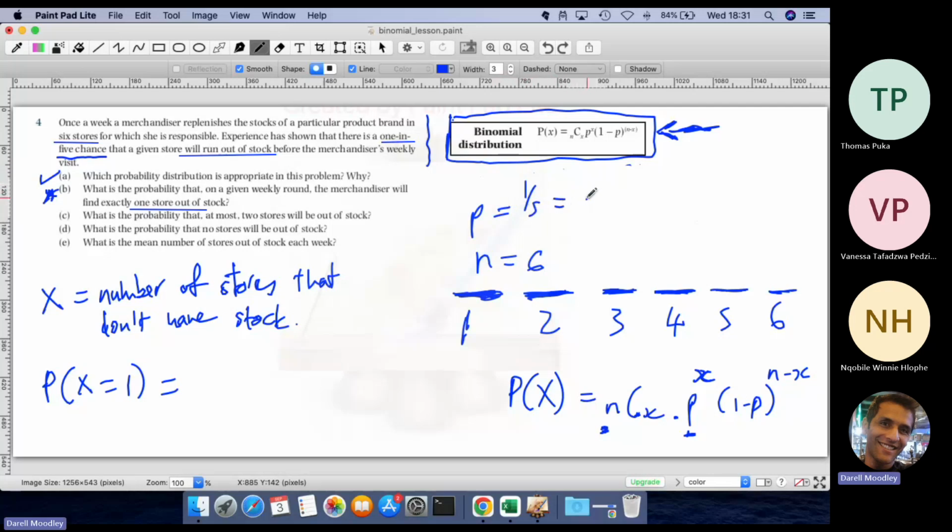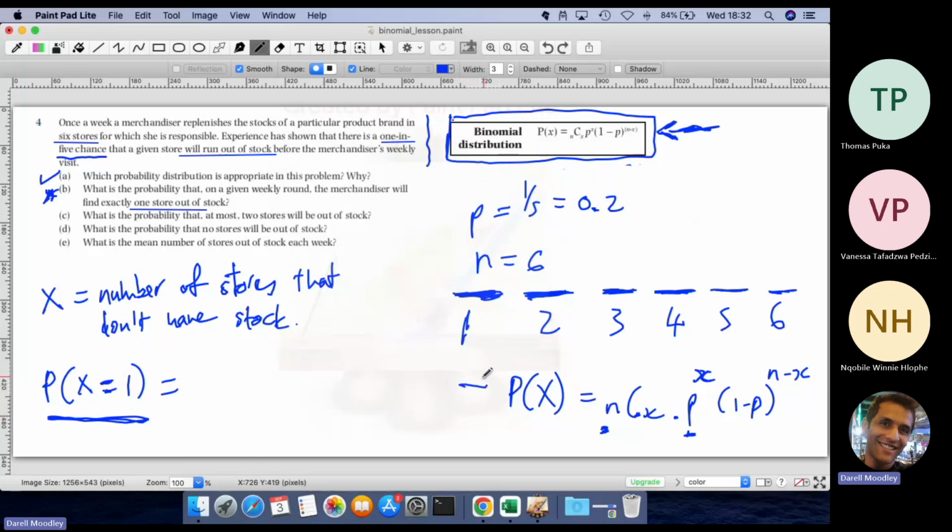I prefer to write it as a decimal, but it's up to you. So it's 0.2. Okay, now we have everything we need to use the formula. So this question, question B, is telling you wherever you see an X, replace it with a 1, because that's what you're trying to work out.